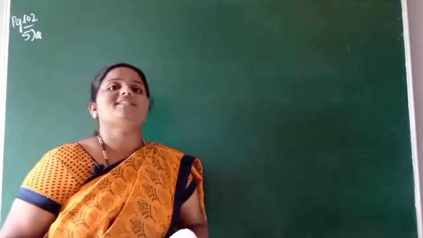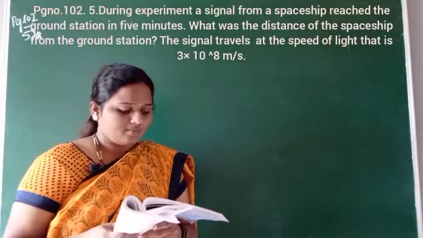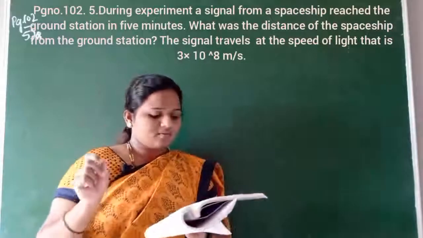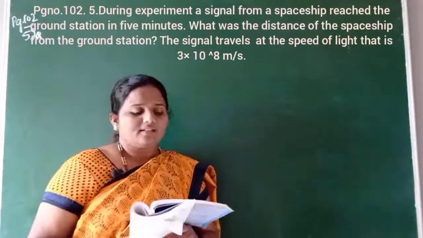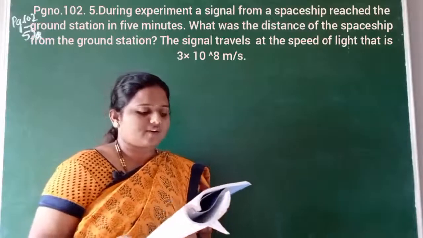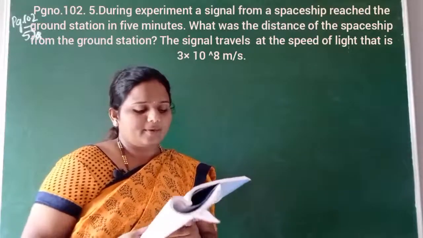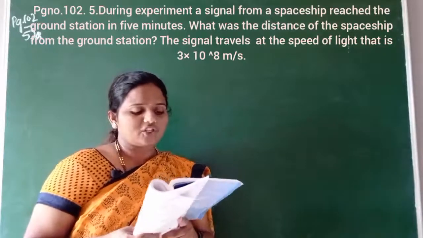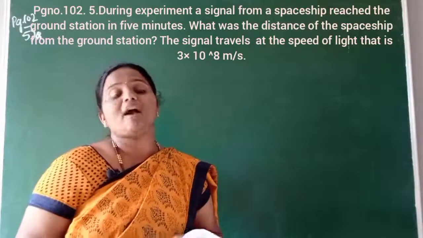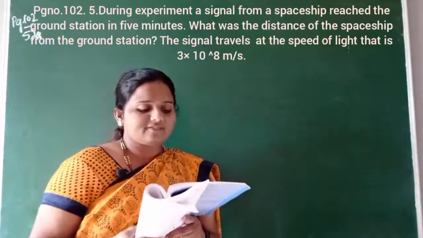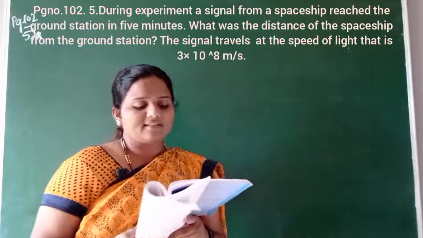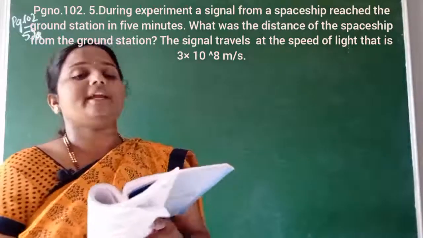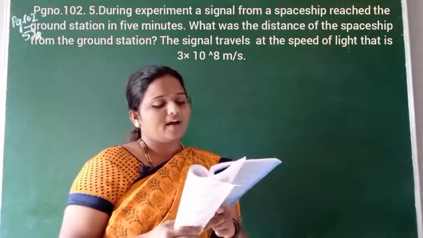Children, now we will solve a text problem, that is page number 102, question number 5. The question is: during an experiment, a signal from a spaceship reached the ground station in 5 minutes. What was the distance of the spaceship from the ground station? The signal travels at the speed of light, which is 3 into 10 to the power of 8 meter per second.